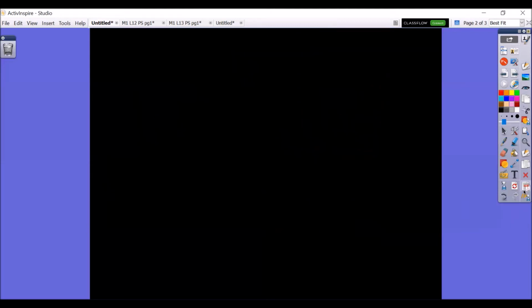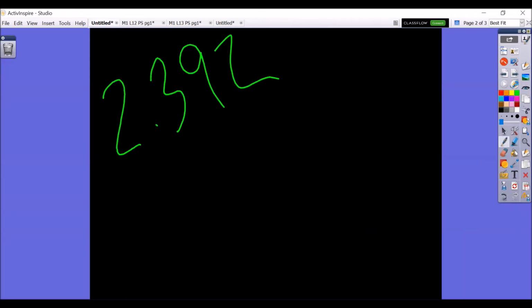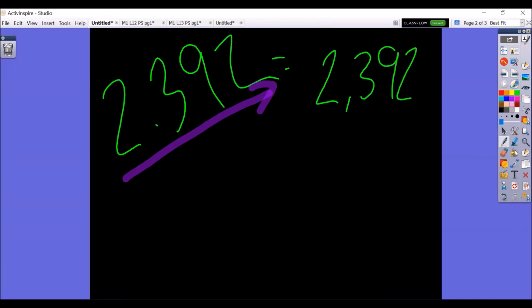So let's try again. And let's try 2 and 392 thousandths. So remember, I'm going to ask to decompose this to the smallest unit. So we're going to decompose it all the way to the thousandths. So this should be 2,392. And then we have to write the word thousandths because that's the unit. Whoops, I ran out of space. So I'm just going to put my THS down below.